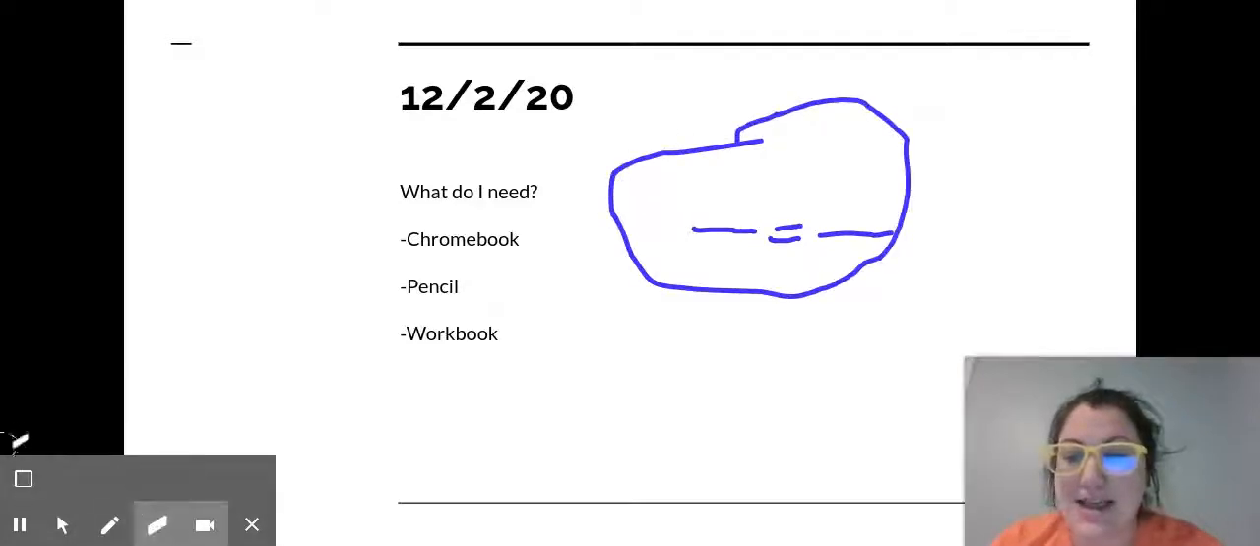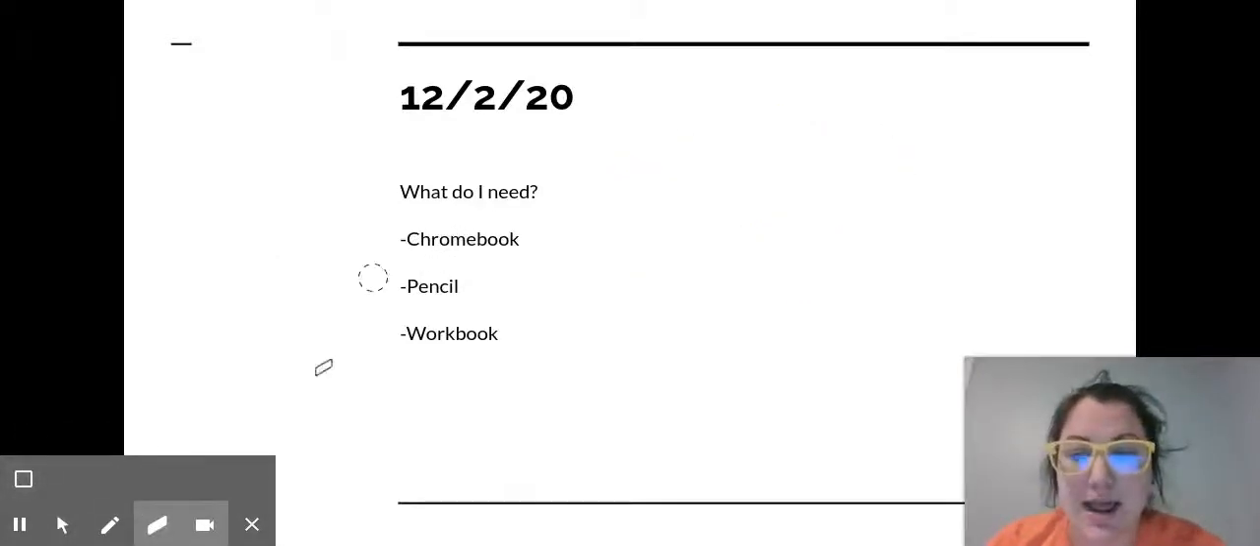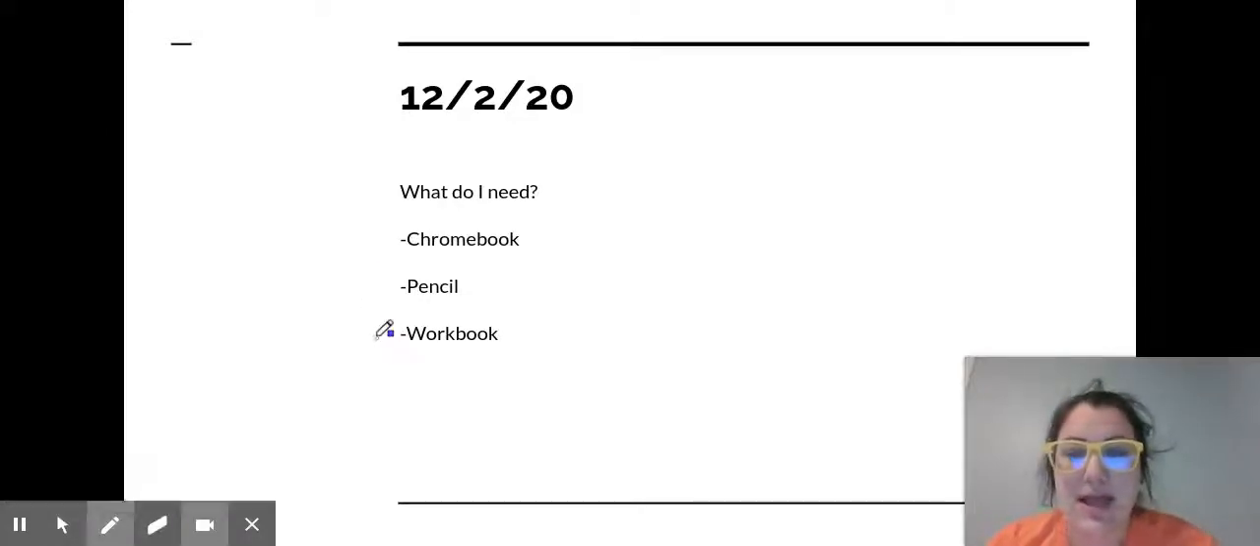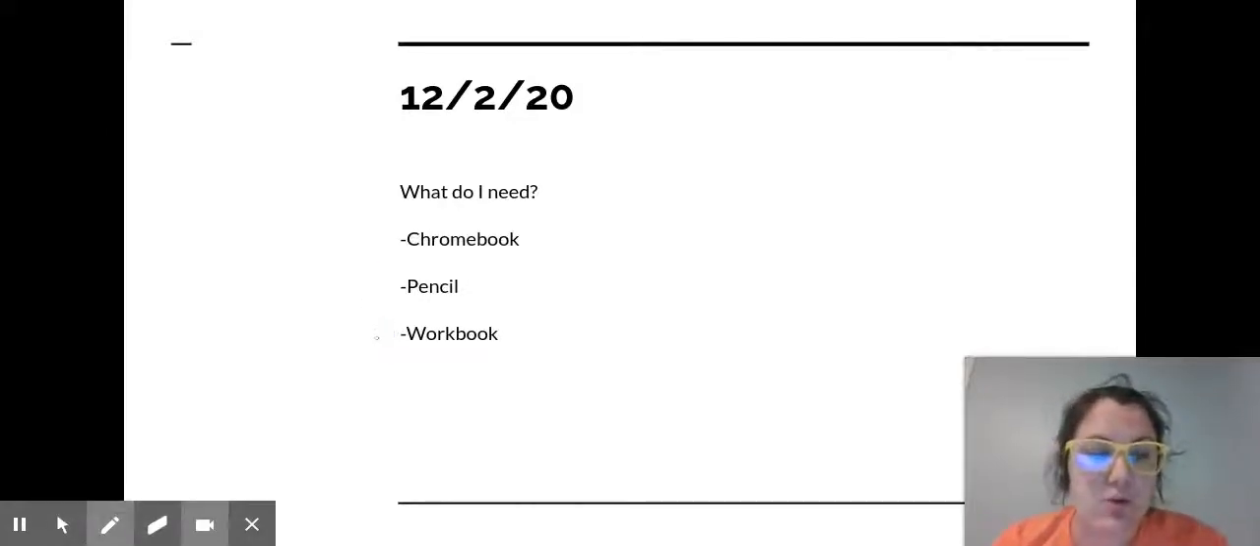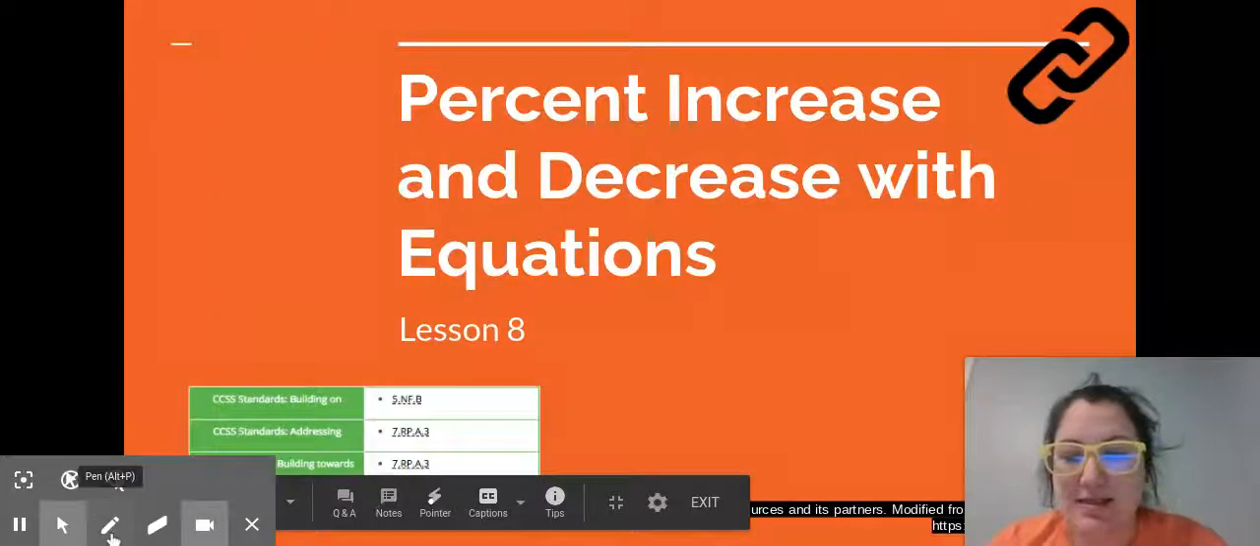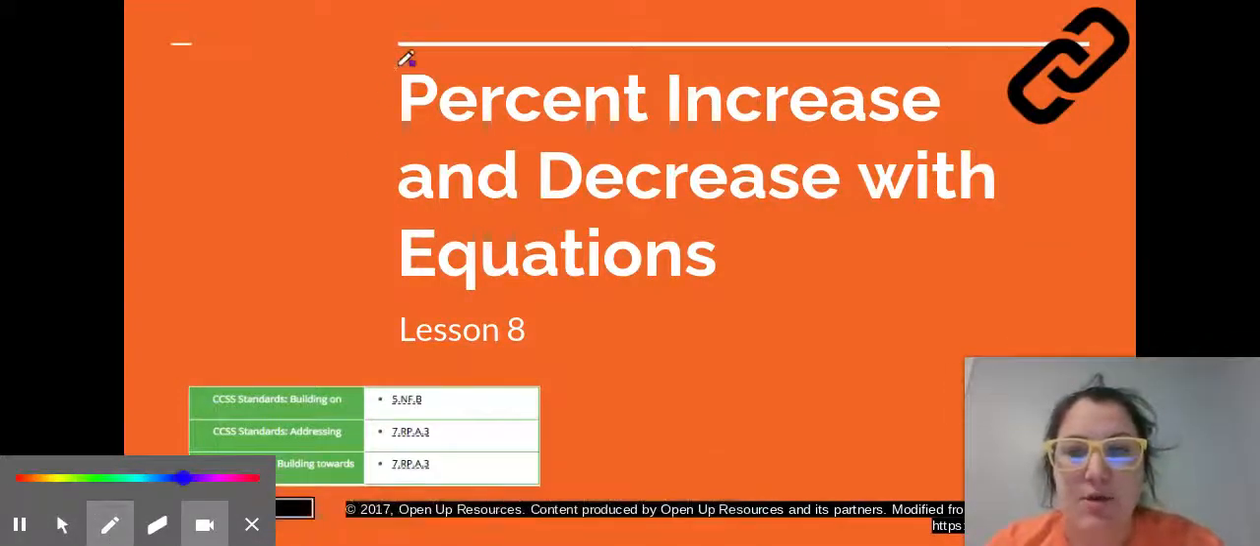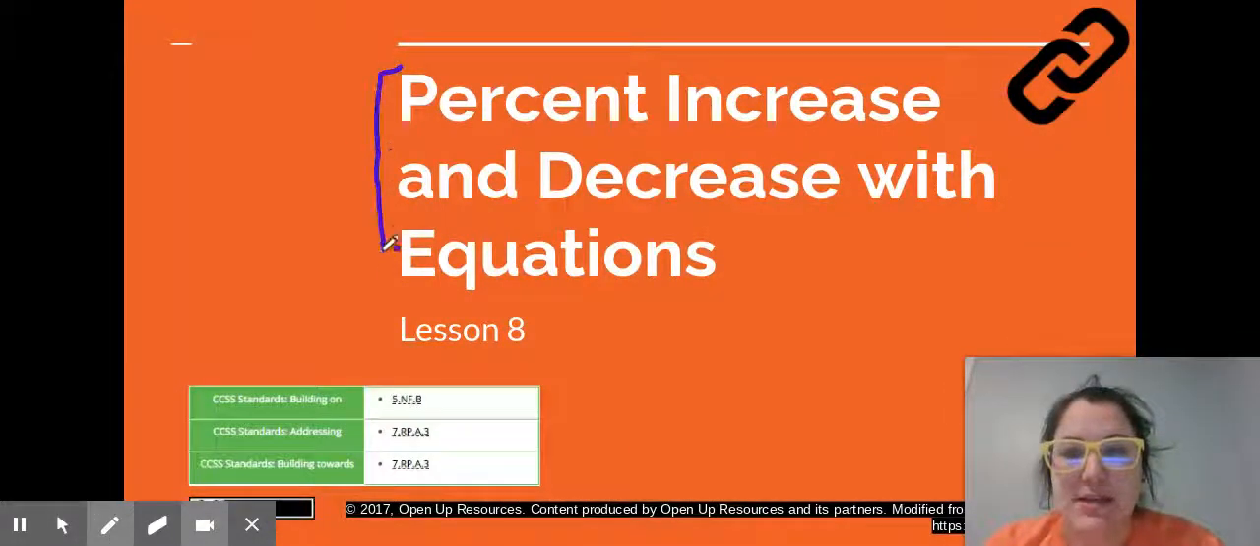So for today's lesson, you will need a Chromebook, a pencil, and your workbook. You will also need a calculator, but you can use your Chromebook for this. Splitting this lesson into 2 days, and we're going to be working with percent increase and decrease.